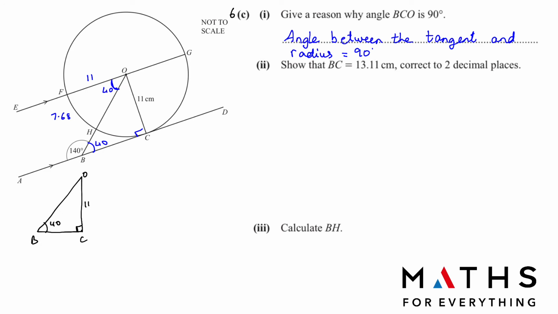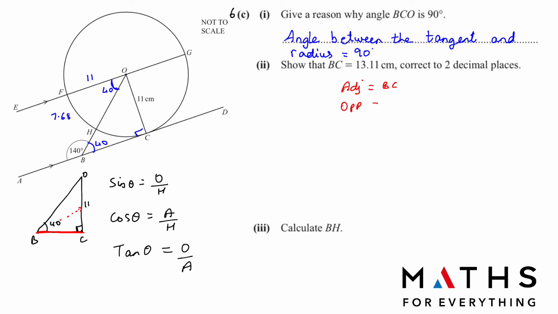If you have one angle and one side and you want to find another side, you need to use trigonometry. The three identities that we use are sine theta is equal to opposite over hypotenuse, cos theta is equal to adjacent over hypotenuse, and tan theta is equal to opposite over adjacent. Opposite means the side opposite the angle we are finding, and hypotenuse is the side opposite the right angle. Adjacent means next to. So now we want to find BC. BC is next to the angle 40. So that is adjacent. Do we have the hypotenuse? We don't have. We got the adjacent is BC. Then we got opposite. Opposite is 11 centimeters.